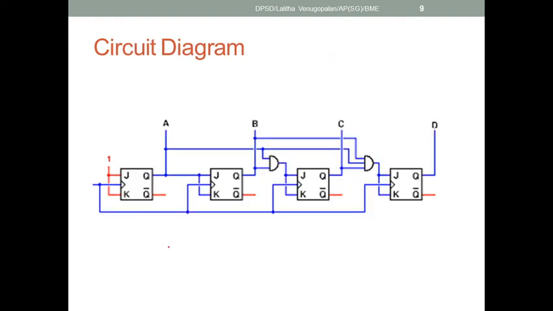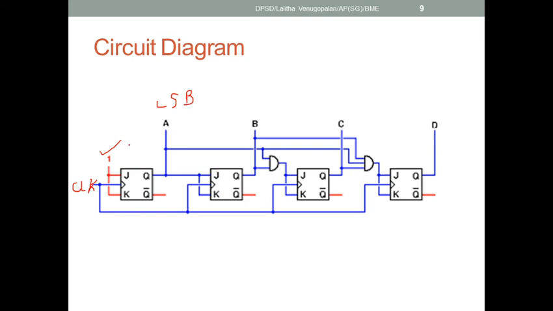So therefore, if I want to design a 4-bit counter using a JK flip-flop, I need to have 2 inputs. So this has to be the clock, and this is my input 1. Both J and K are shorted together, and then they are fed with the input 1. So I get a QA output. So this is my LSB, right?